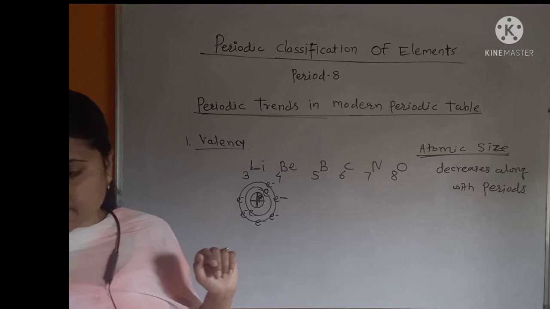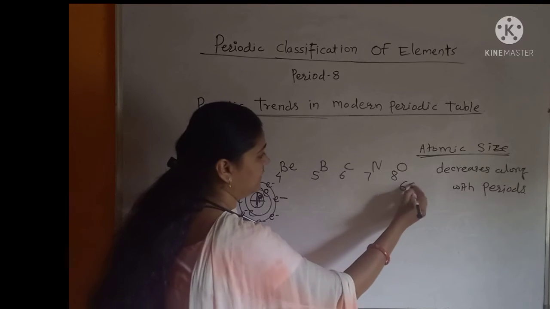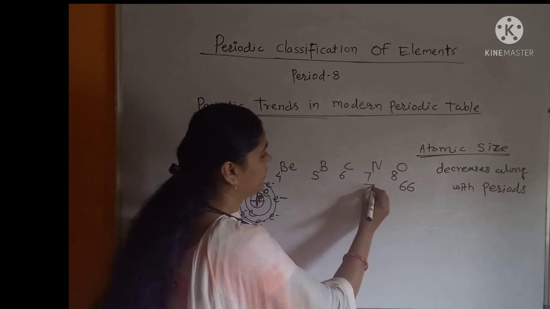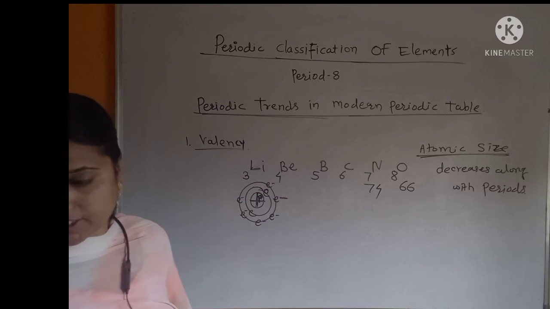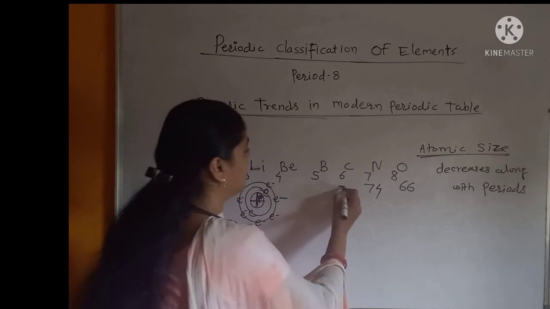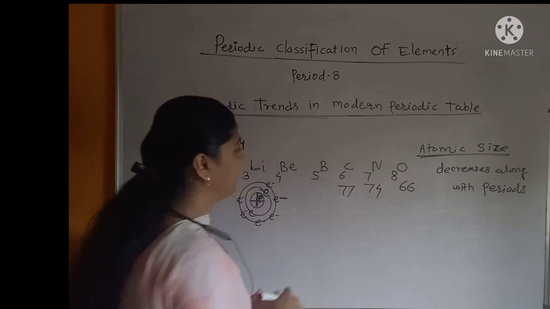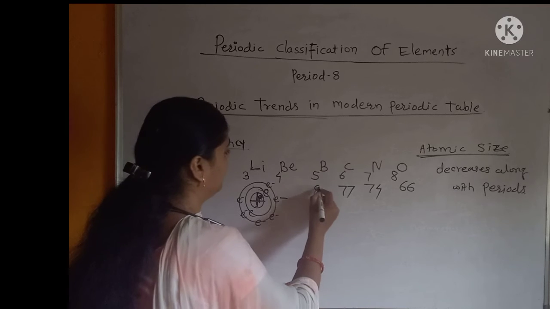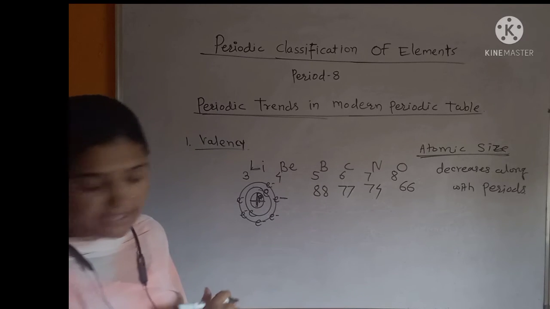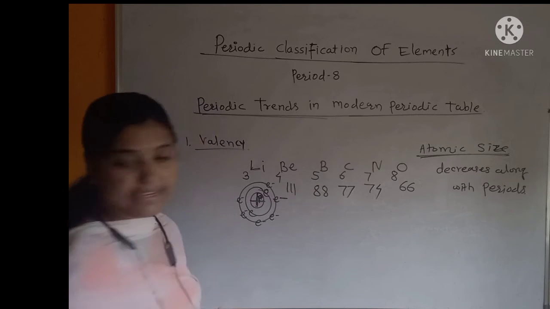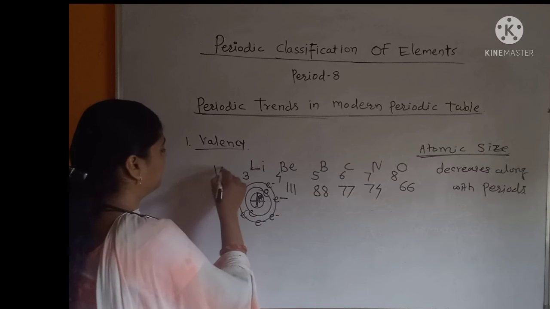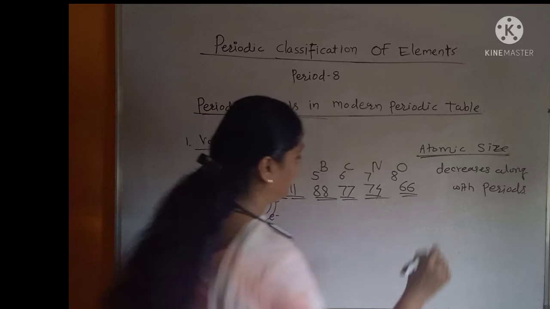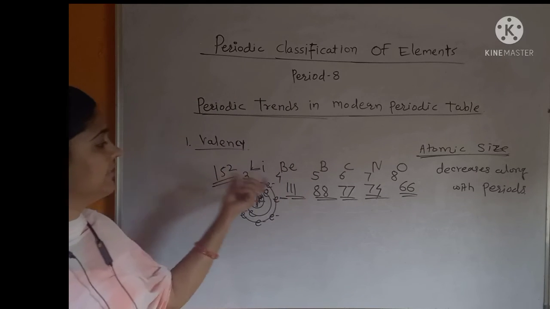So the atomic size of oxygen is 66 picometer. Nitrogen has an atomic size of 74. Then carbon has 77. Then boron has 88. Beryllium has 111 and lithium has 152. All of these atomic radii are given in picometer.